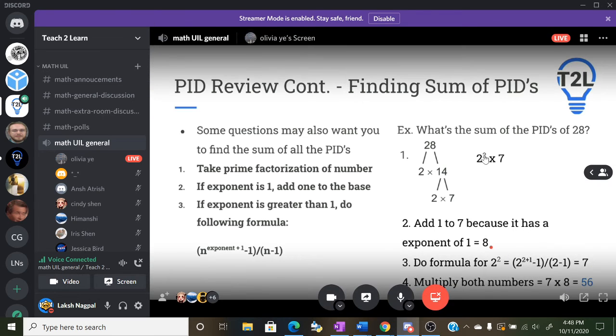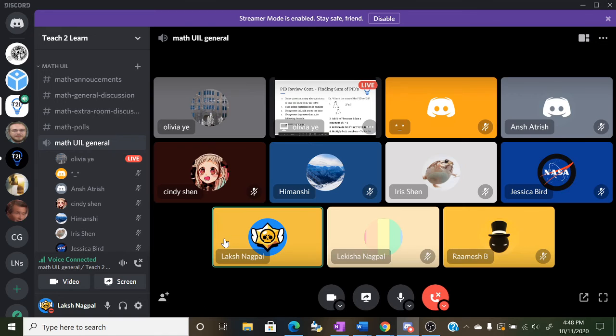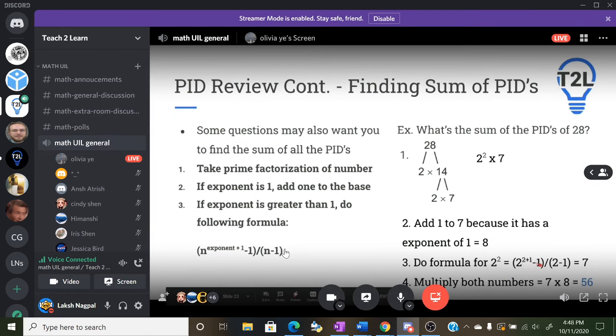Now you want to look at 2 squared. Looking at 2 squared, the exponent 2 is greater than 1, so now you want to use this formula right here. You just plug in 2 for n and follow the formula. Looking at step 3, you do 2 to the 2 plus 1 power minus 1, divided by 2 minus 1, to get 7.